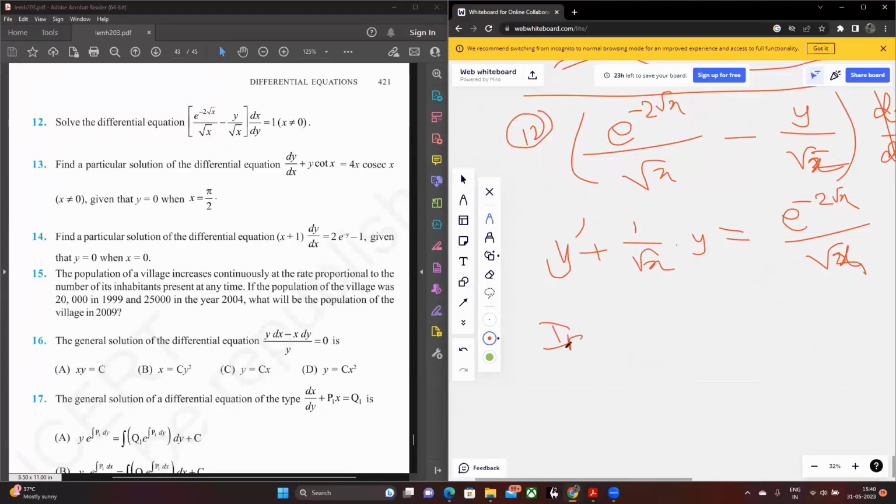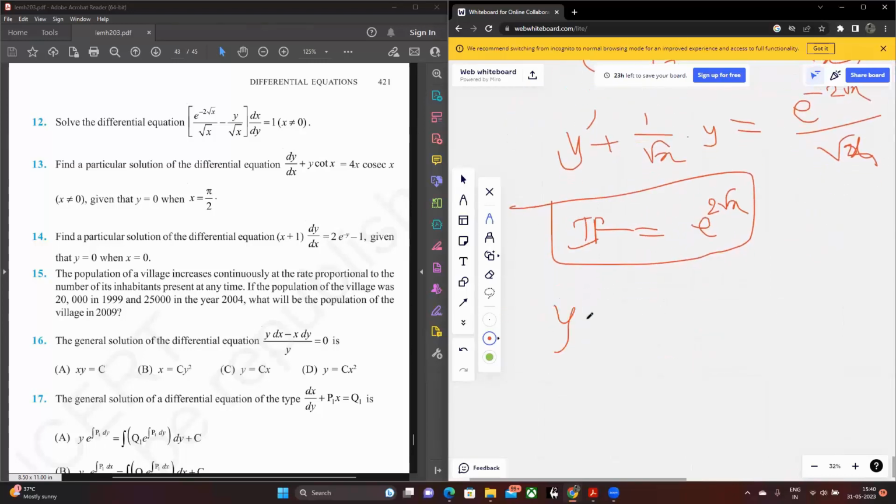So your integrating factor is going to be e power integral of 1 by root x dx. That is basically 2 root x, since the integral of 1 by root x is 2 root x. So we have the integrating factor equaling e power 2 root x, right?